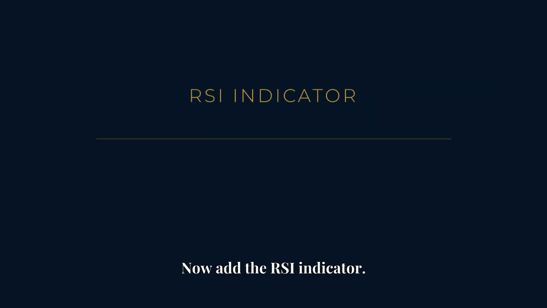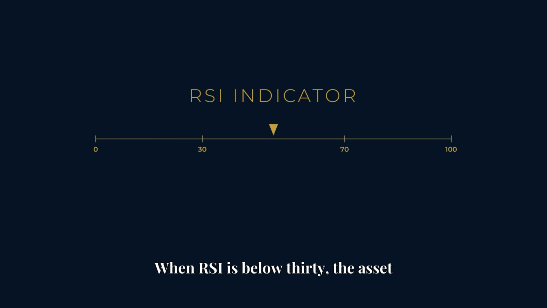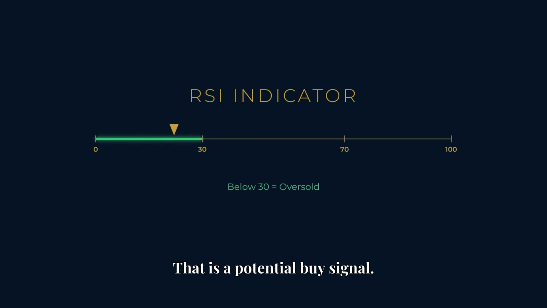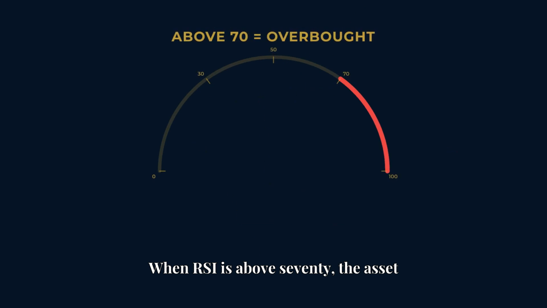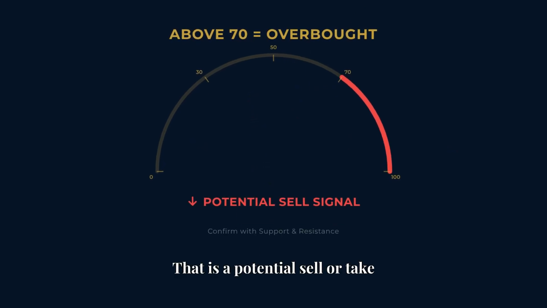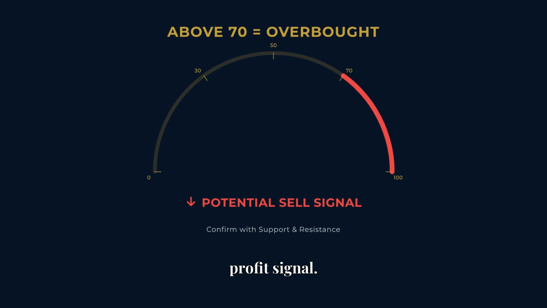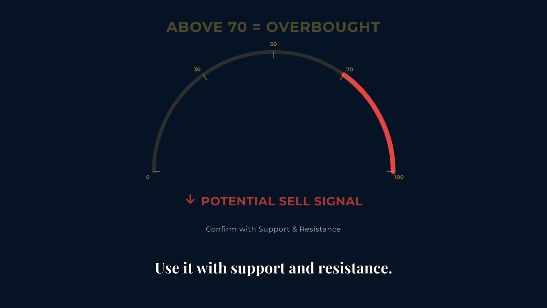Now add the RSI indicator. When RSI is below 30, the asset is oversold. That is a potential buy signal. When RSI is above 70, the asset is overbought. That is a potential sell or take profit signal. Use it with support and resistance.